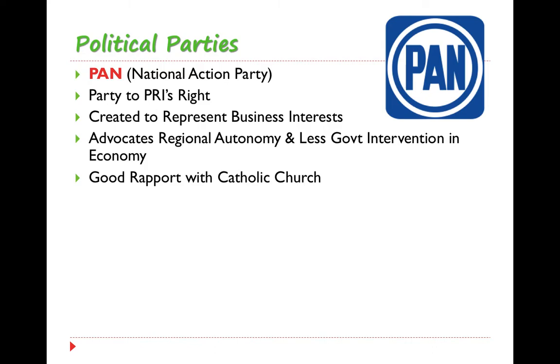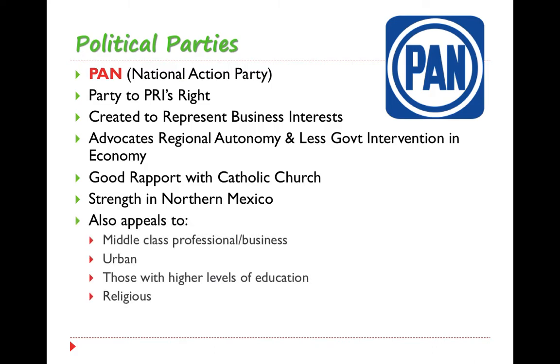They have a good rapport with the Catholic Church, and their strength is really held in northern Mexico, whereas the PRI party is a little bit more favorable in some of the more rural areas and the areas in the south. The PAN party has more strength in the north, and they tend to also appeal to urban voters.